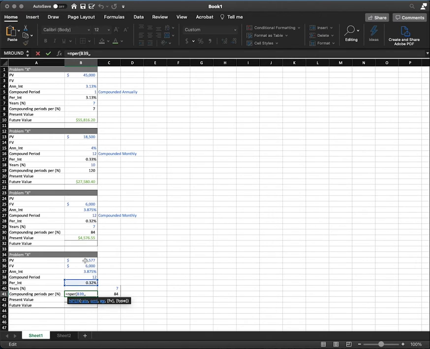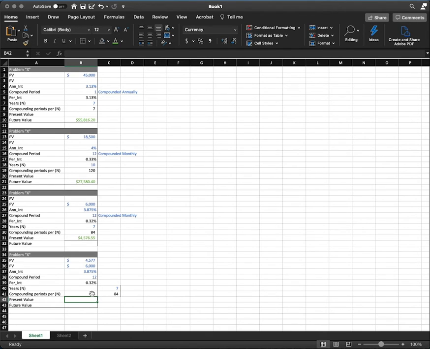Our present value, and remember, let's put a negative before that because either the present value or the future value has to be negative. In this case, it doesn't matter. We're going to do our future value. We're not going to worry about the type, and we're just going to solve. And we found that our compounding periods is 84.